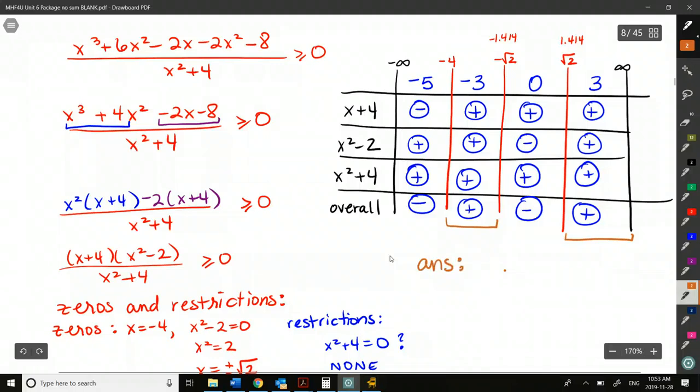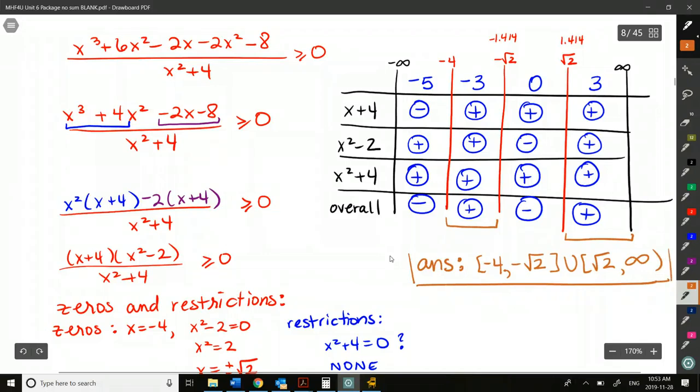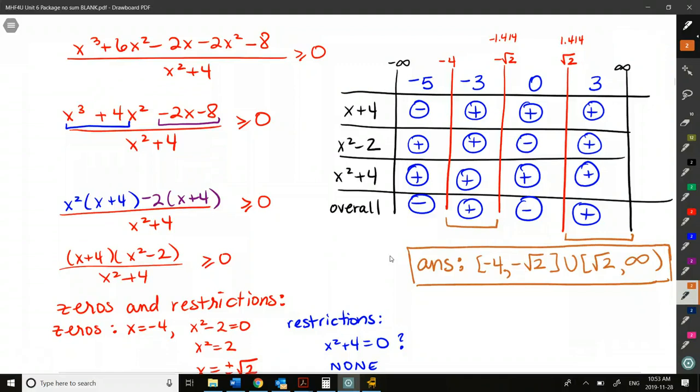Jonathan? Everything in square brackets, negative 4 to negative root 2, in union with root 2 to infinity. But round bracket on infinity, right? Oh yeah, true. So in this case, I'm looking for where it is greater than 0, which would be positive, but also equal to 0. So I want to include my x-intercepts or my zeros in my set with square brackets.